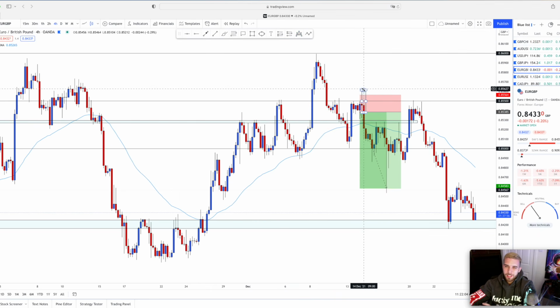But I don't want to place a tight stop so I get greedy. I place a stop loss according to market structure.